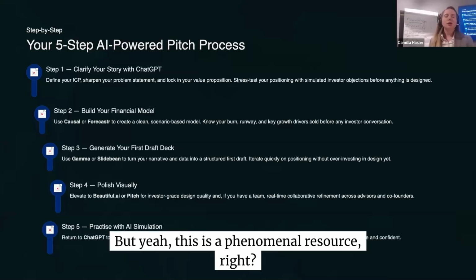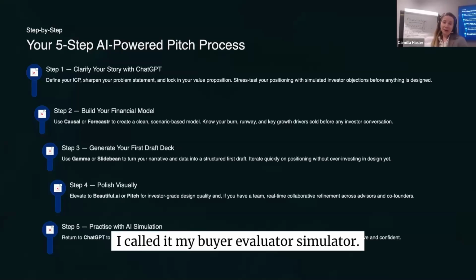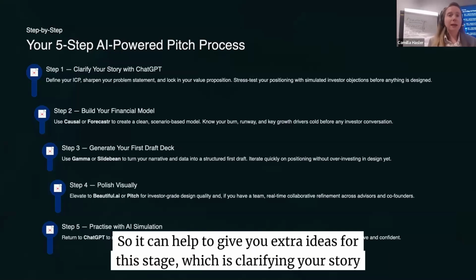But yeah, this is a phenomenal resource, right? I've called it my buyer evaluator simulator. So it can help to give you extra ideas for this stage, which is clarifying your story and your messaging with ChatGPT.